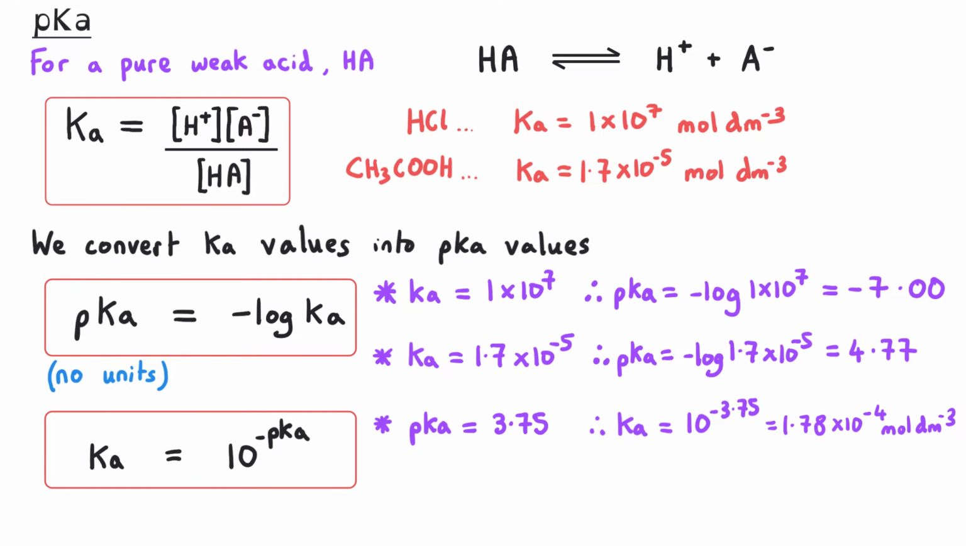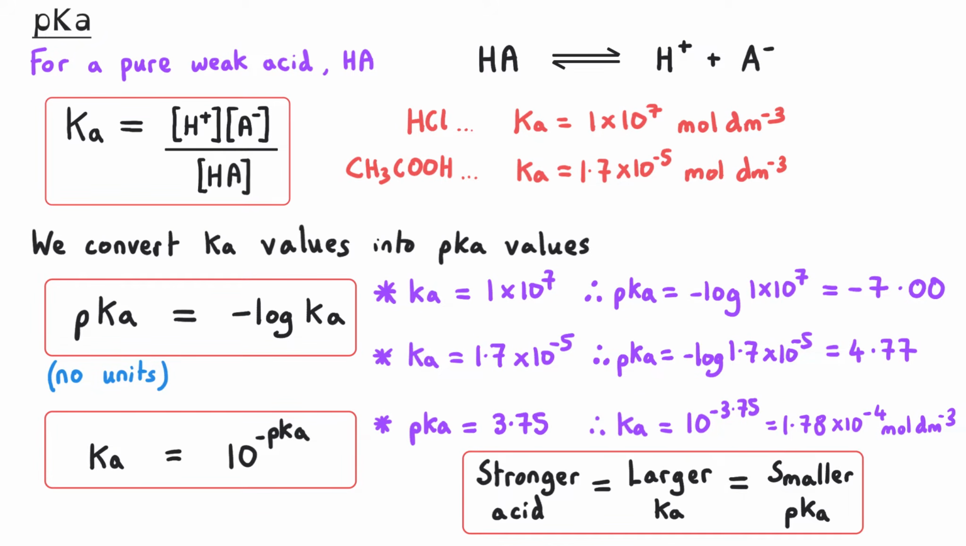And so in general, you need to know how to convert between Ka and pKa in either direction. And you also need to know the pattern of acidity, where a stronger acid will have a larger Ka value, but a smaller pKa value.